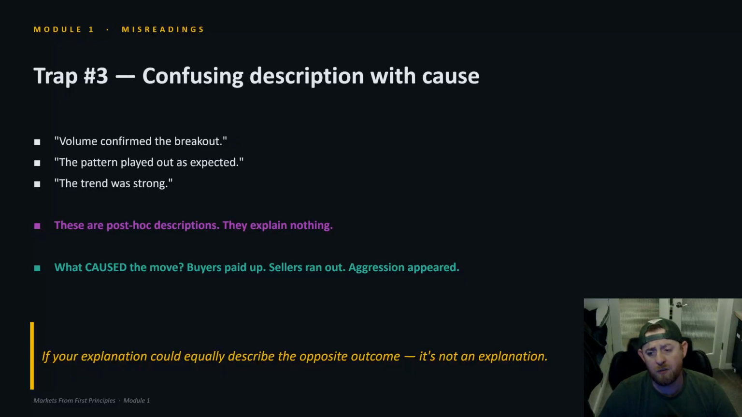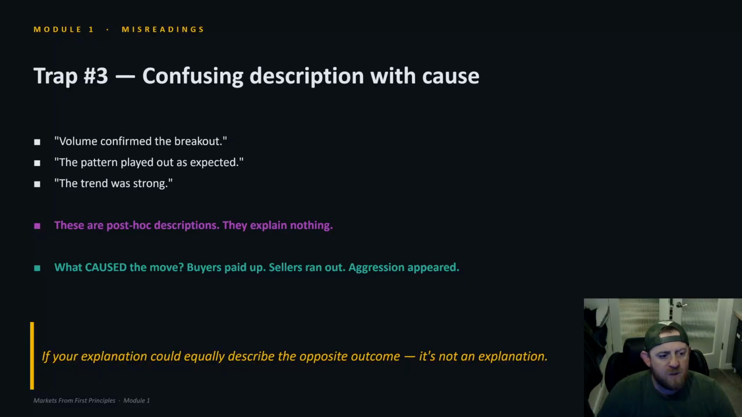Well, that pattern played out as expected. Same fucking deal. That's the tautology, right? If it didn't do that, the only reason that you called it played out as expected is because it did. If it went the wrong way, if it went against what you thought it would do, oh, well, that was invalidated. Okay. It doesn't explain anything. It just describes it. Well, that trend was strong. Okay, sure, fine. Was it strong for 10 points? Was it strong for 100 points? Was it strong for 1,000 points?